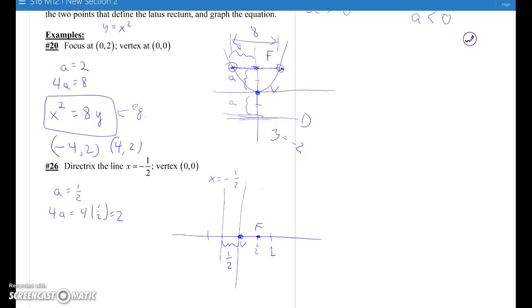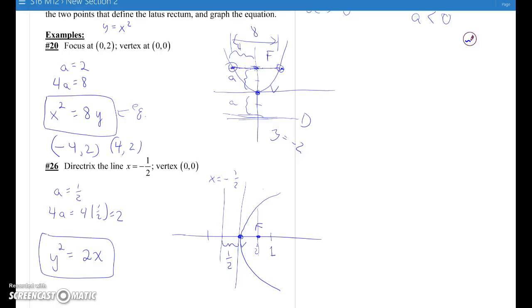And I can see that the focus needs to be inside the curved part of the parabola. So I know the equation now because it's opening to the right, so the a is positive. And I know that x squared equals something times y was the opening up and down. So this one must be y squared equals 4a, which is 2, times x. So that's the equation of this parabola.